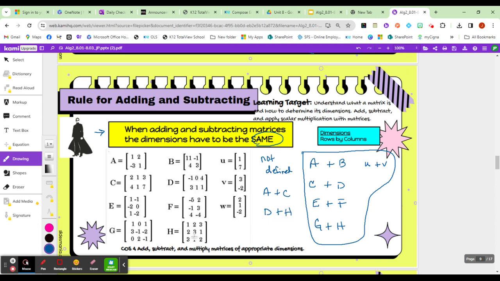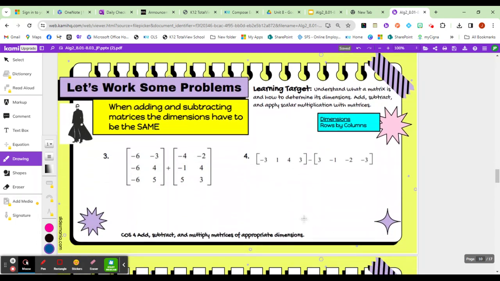I couldn't add D with H because D has 2 rows and 3 columns and H has 3 rows and 3 columns. They have different dimensions. So these are some examples of what I couldn't add, which they would call not defined. All right, let's take a look at how we add.